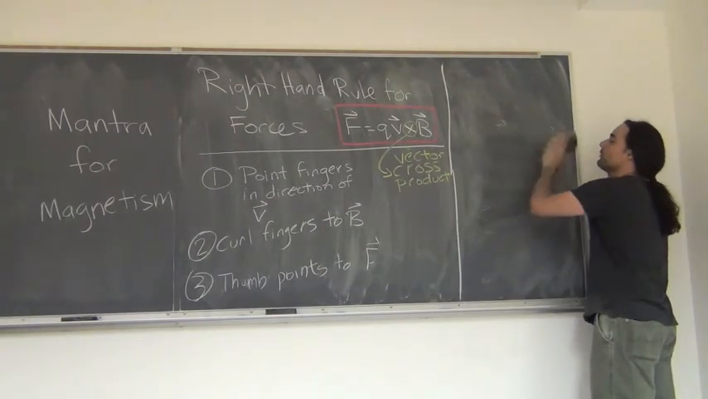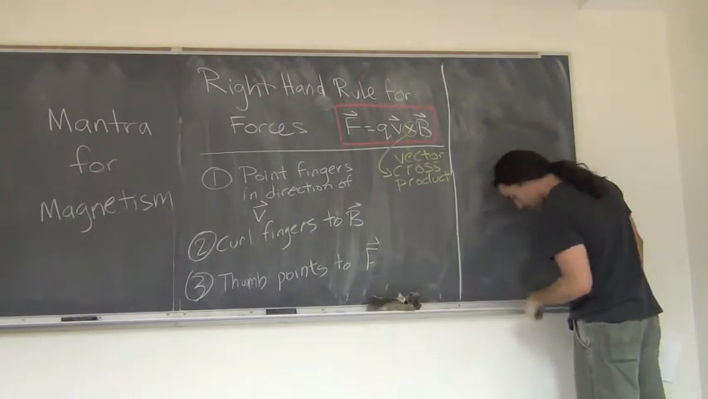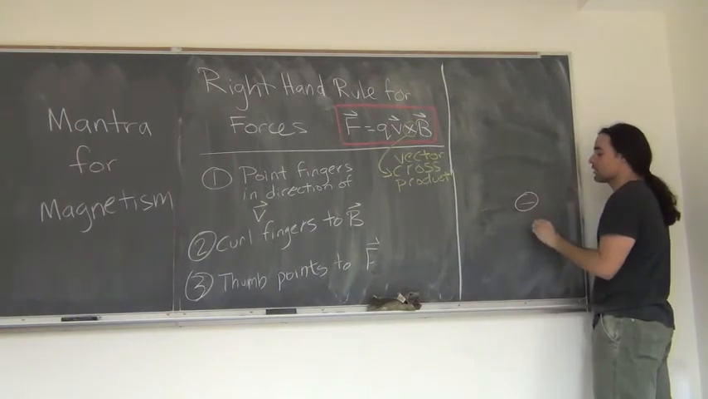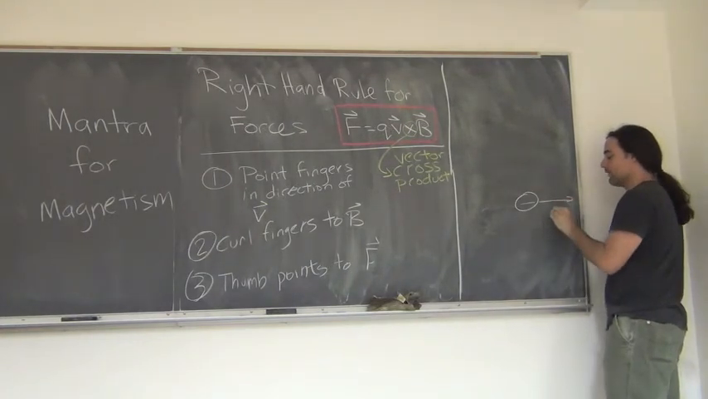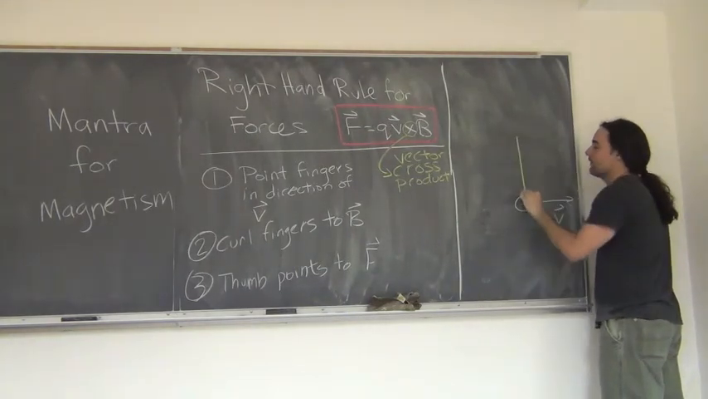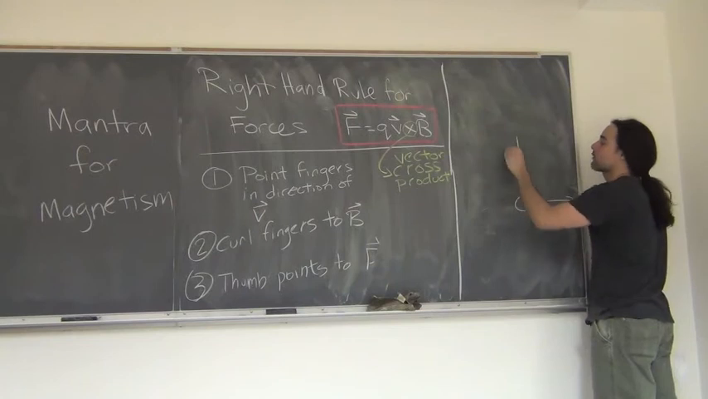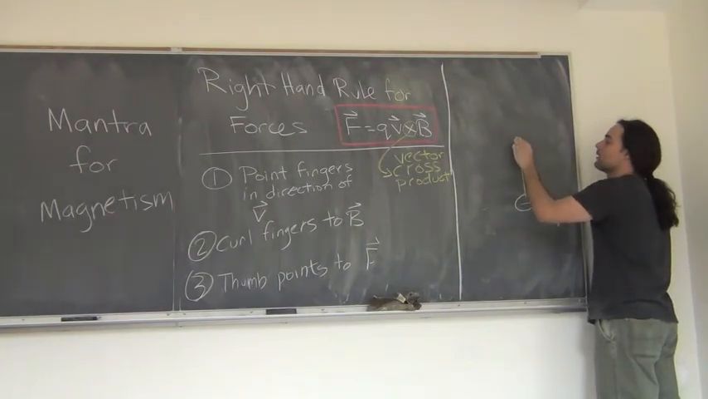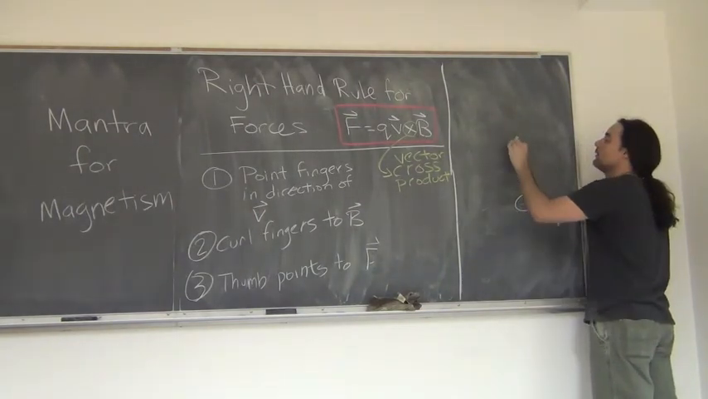Let's do another one. Let's try a negative charge this time. We've got a negative charge. It's moving in this direction, moving to the right. Let's say it's got a magnetic field, running out of green here. Magnetic field pointing up.